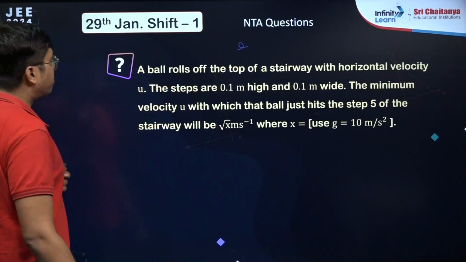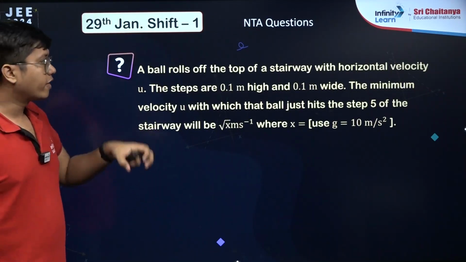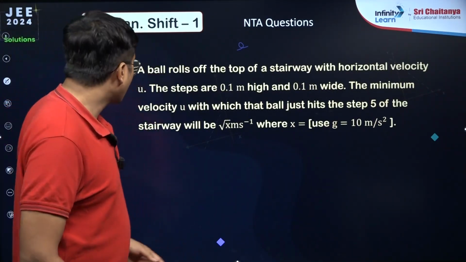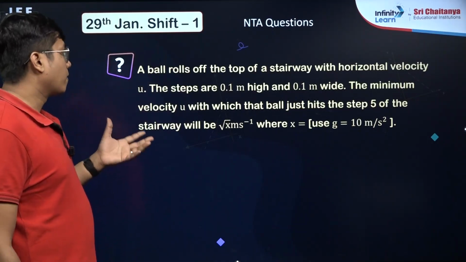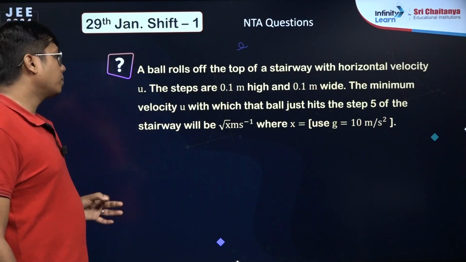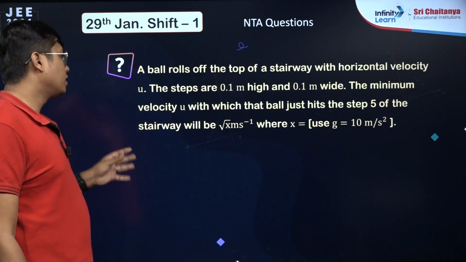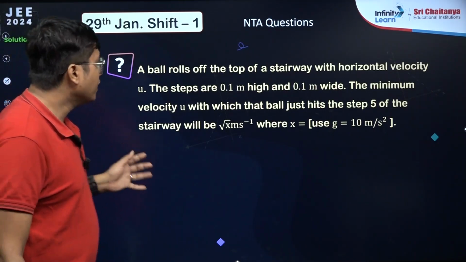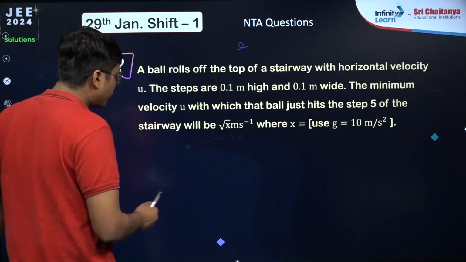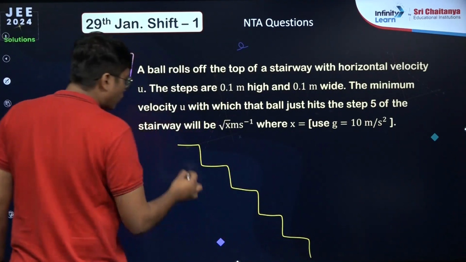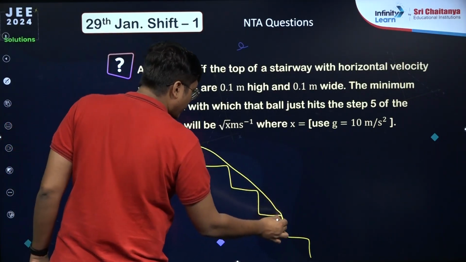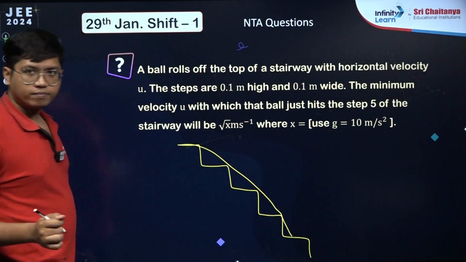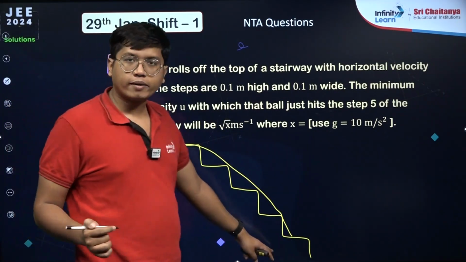Next question says, a ball rolls off the top of a stairway with a horizontal velocity u. The steps are 0.1 meters high and 0.1 meter wide. Minimum velocity u with which the ball just hits the step 5 of the stairway will be how much? So over here, if you have the stairways, you want the ball to come off, and if you wanted to hit the fifth one, it should just cross the fourth one. Then it will hit the fifth one.